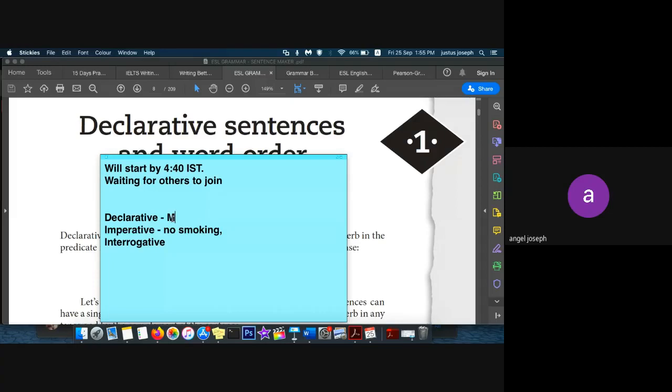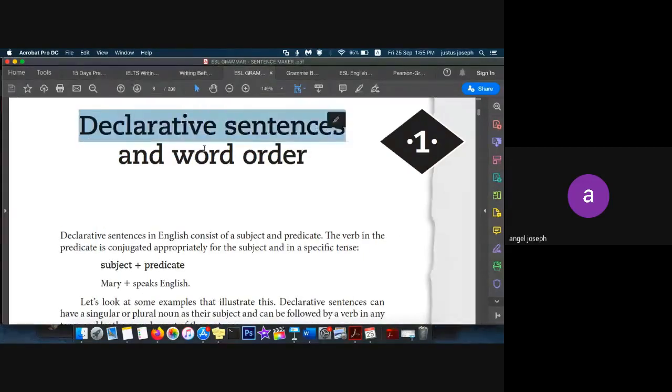Declarative sentence. My name is Ram. I am declaring something. I'm giving out an information. So, simple sentences. In fact, all the sentences that we will be using will be declarative sentences. Interrogative sentence, questions. All types of questions, interrogation, interrogative, interrogate, will come in interrogative sentences. So that's why I have brought you here, declarative sentence and word order.